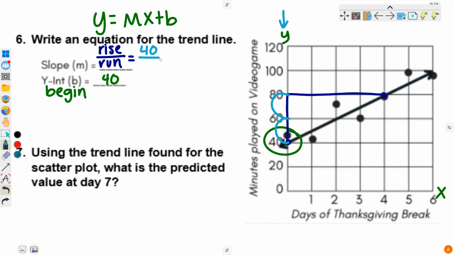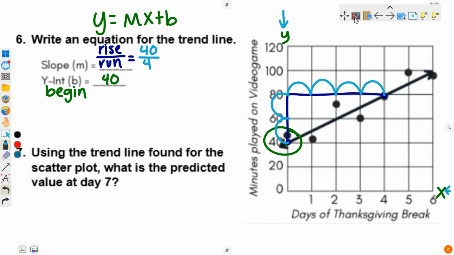Now when we're talking about our run, when I look at my x-axis, here we are just counting by ones. So when I do my run, I'm just going to go 1, 2, 3, 4. So my run is 4.